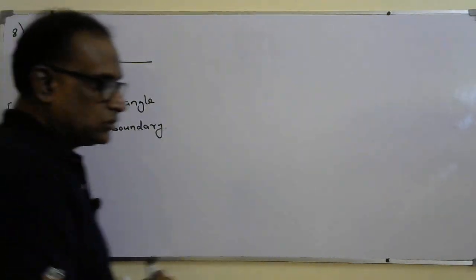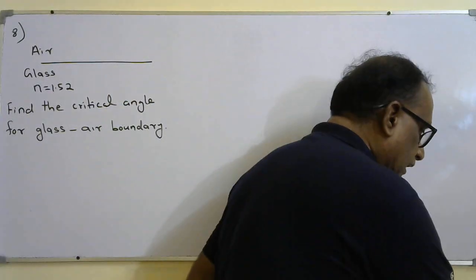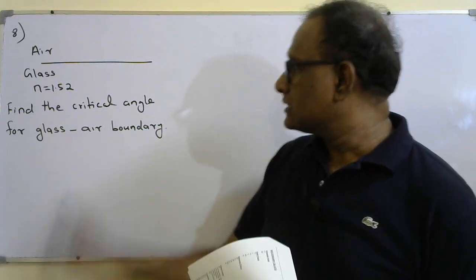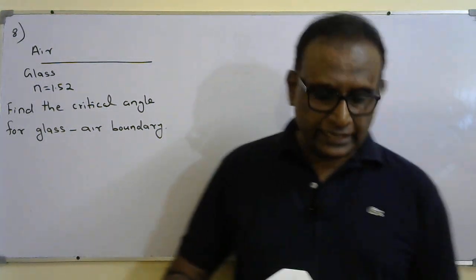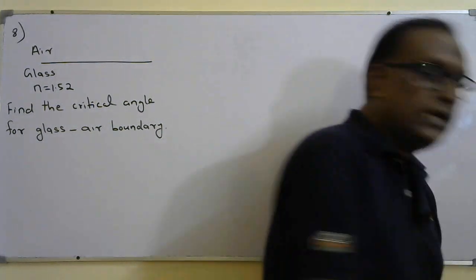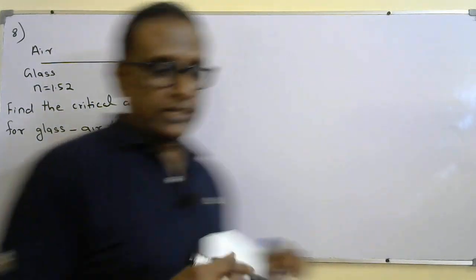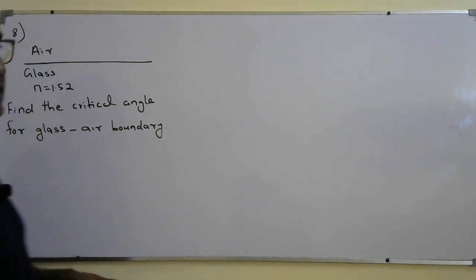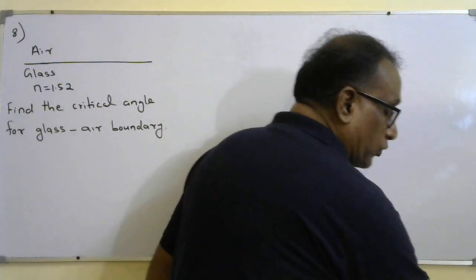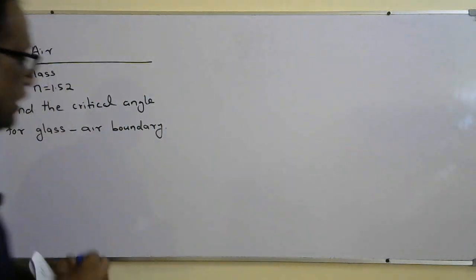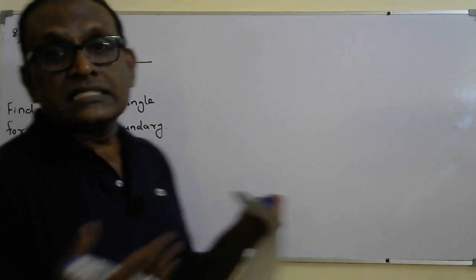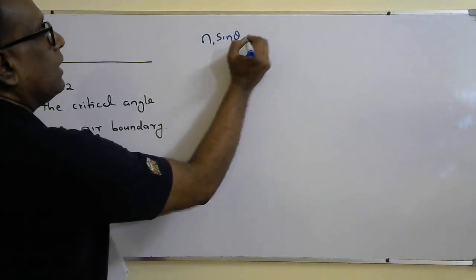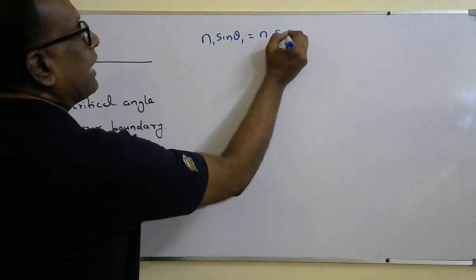Okay, so we'll do a few questions related to critical angle and total internal reflection. Find the critical angle for a glass air boundary. I told you that critical angle is not a property of one medium, it's a property of the boundary. I already told you that it's better not to use sin c equals 1 over n, which you use in IGCSE. We'll use the equation we learned, Snell's law: n1 sin theta 1 equals n2 sin theta 2.